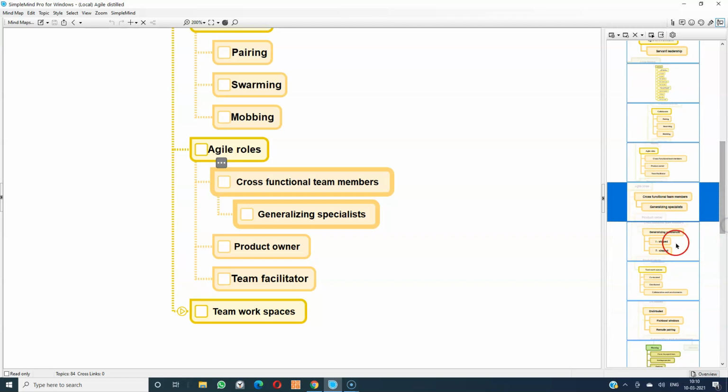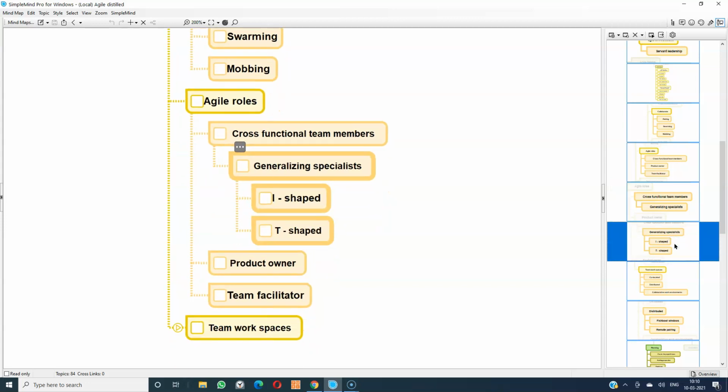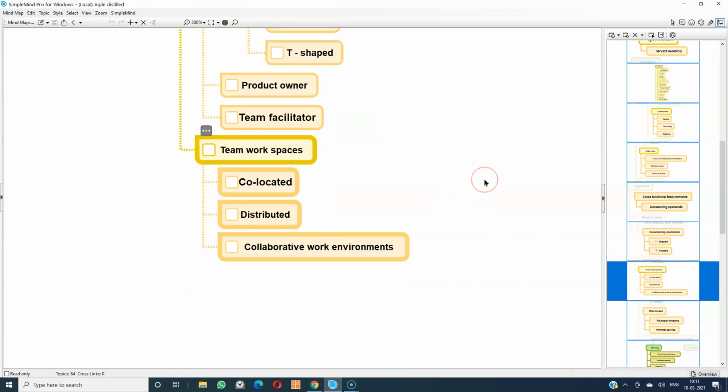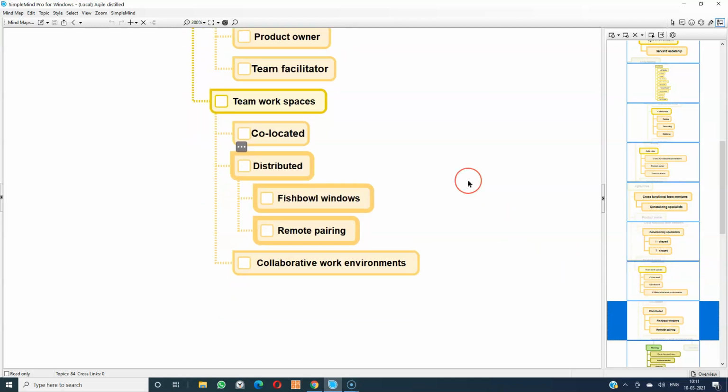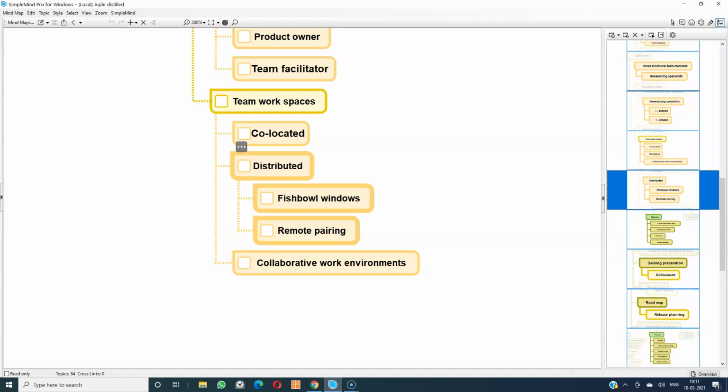For the teams to be successful, team workspaces conducive for agile work are also important. As discussed before, co-located teams were a prerequisite. But because of the pandemic, co-located teams may not be possible. So teams are reinventing how to mimic that co-located feeling, even when you work in a distributed manner or from home. When you are distributed, they use tools like fishbowl windows or remote pairing to create that feeling of co-location.